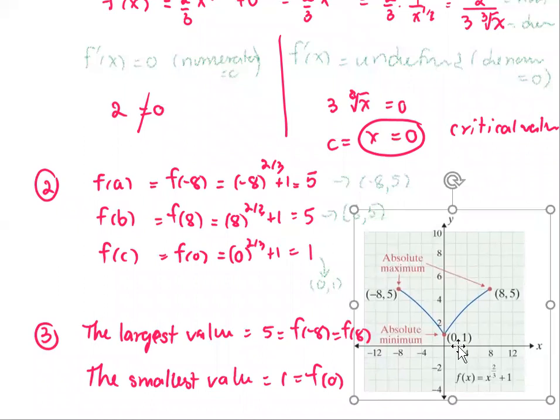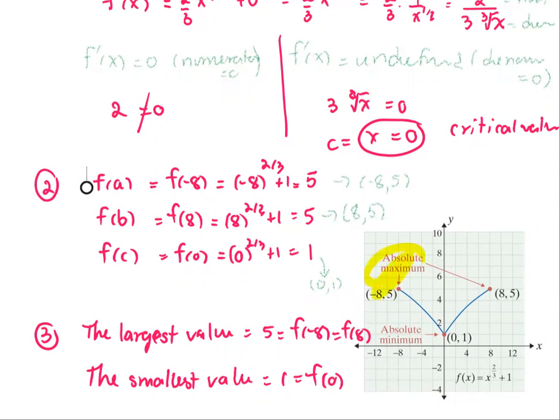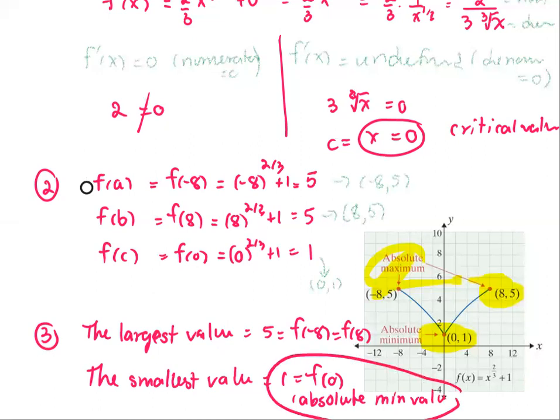And from the diagram, as you see, the graph has the absolute maximum occurring at the two endpoints, and then the lowest point occurs where the slope of the tangent line is undefined, or infinite. So this is the answer. We have the smallest value, which is called the absolute minimum value, and the 5 is called the absolute maximum value.